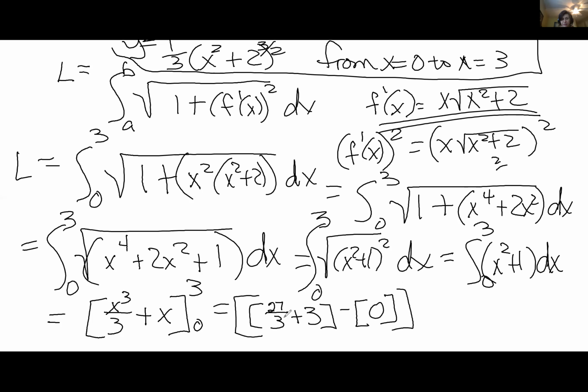And 27 over 3 is? 9. So 9 plus 3 is? 12. And that's units, not pi, because we're not dealing with area. It's just units. 12 miles, 12 meters, 12 feet, or something like that.